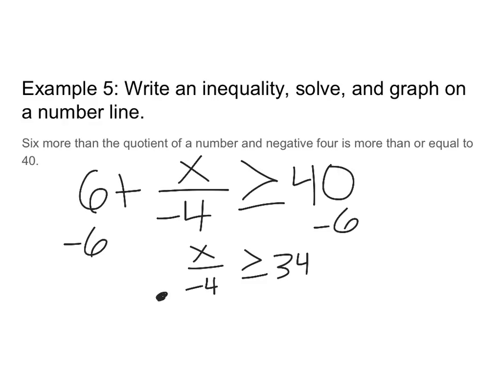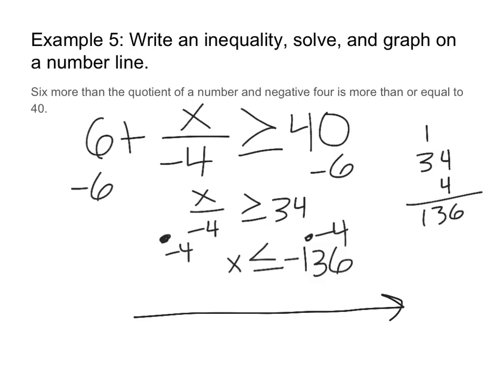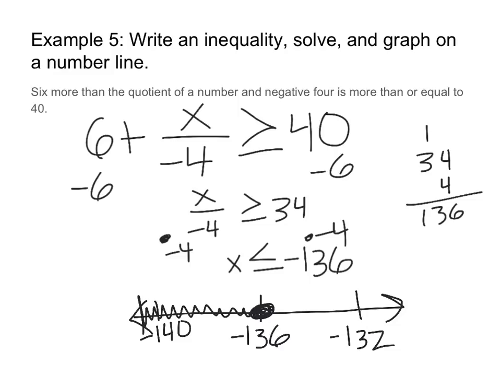So now in order to undo this fraction, I'm going to multiply by -4. And I'll get x is less than or equal to, I'm reversing the inequality. And then I'll do some long multiplication. 34 times 4. 16, carry the 1, 12, and 1 is 13, 136. So x is less than or equal to -136. Then I need to graph it on a number line. And I'm going to have a closed dot on -136, and it's less than or equal to. So that means my numbers are going down.